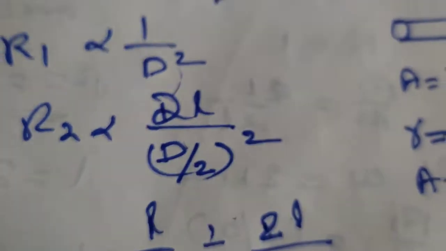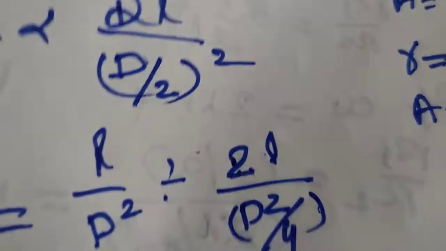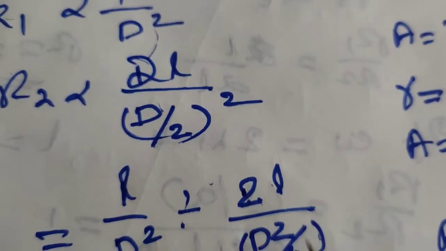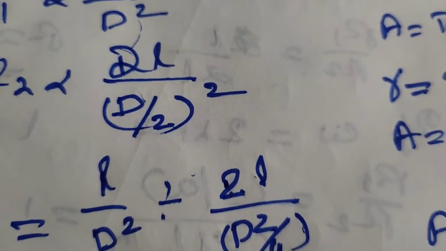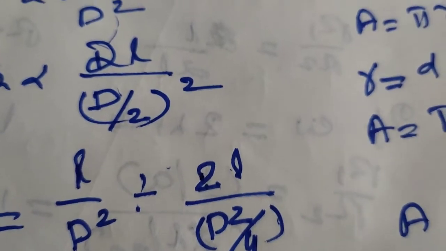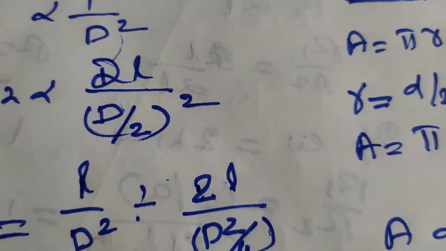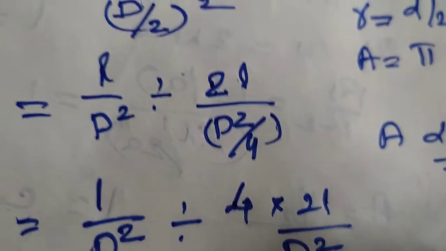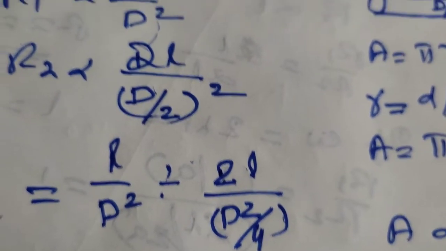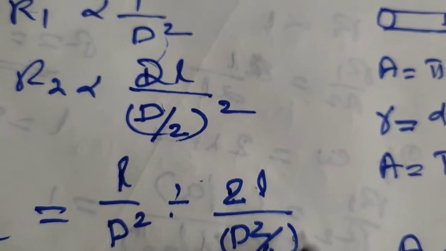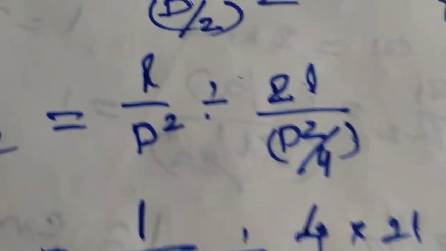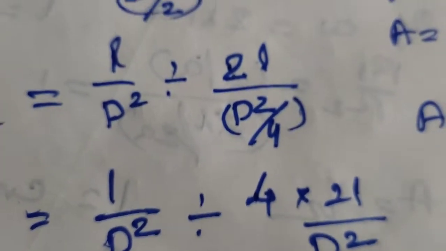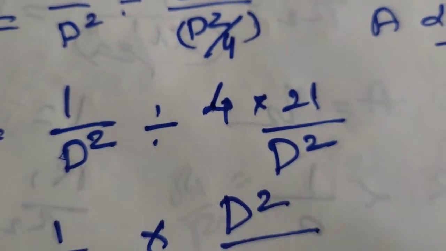That is equal to L by D squared divided by 2L by D squared by 4, which is 4 into 2L by D squared. Now that is equal to 1 by D squared into D squared by 4 into 2L.